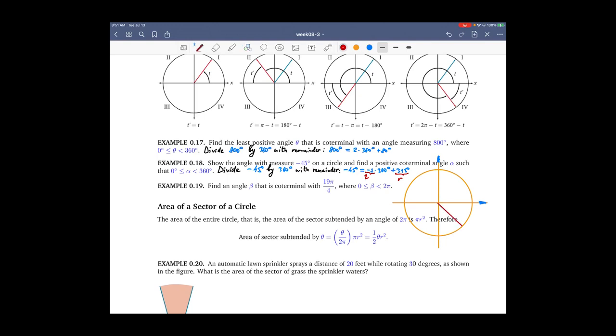So this angle here is negative 45 degrees, and this angle here is 315 degrees. Indeed, they're coterminal, and this alpha measuring 315 degrees is in the range from 0 to 360.